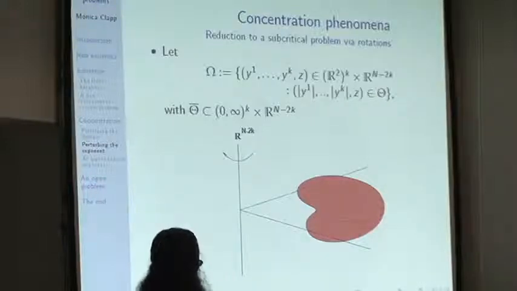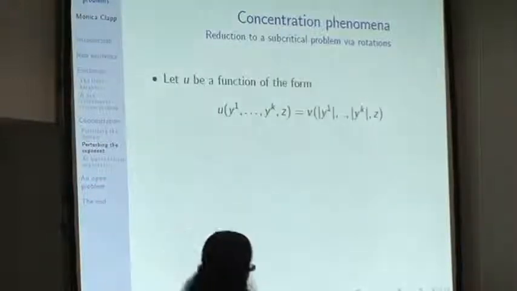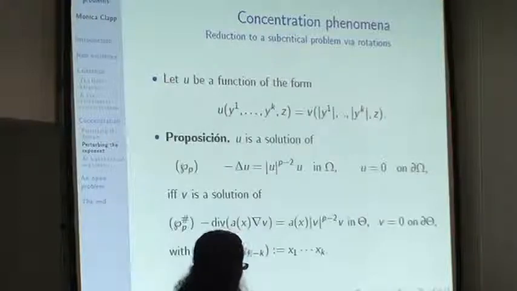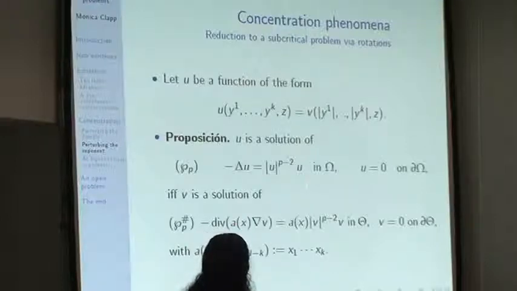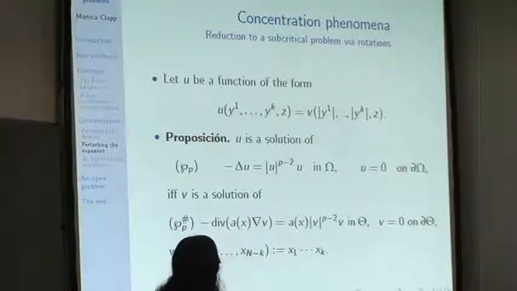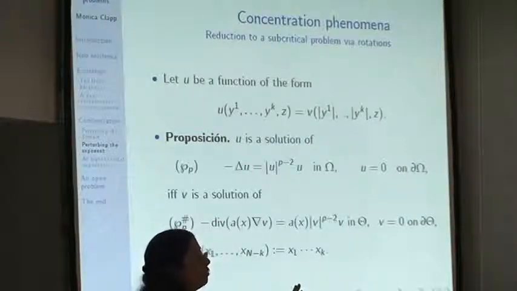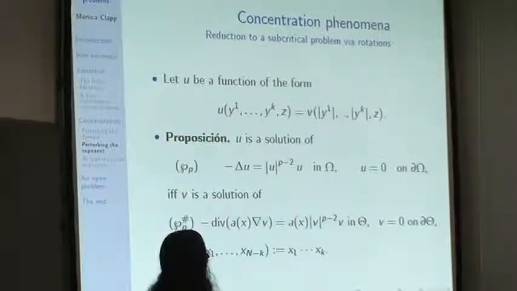And now, what happens? Well, if we have a function which is compatible with this rotational structure, then the solutions to our original problem correspond to solutions of this generalized equation, with A being this function, the product of the first k coordinates. But you see, this theta is the domain that is going to rotate. So it has smaller dimension than the domain where we have rotated everything. So the dimension of this is k less than this one, okay?